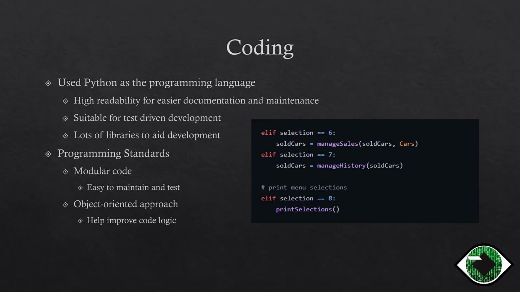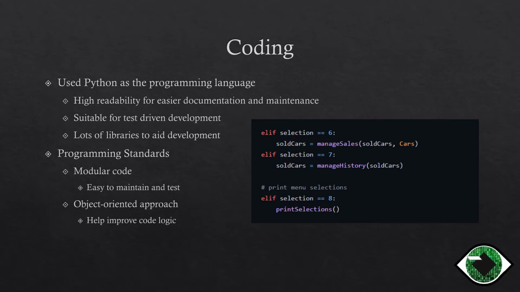Another thing is that it's suitable for test-driven development. So while you are developing your code, you are constantly testing, and it made it easier because Python is a compile time language, so it made it easier to make your changes and modify. And on top of that, automated testing is easier to implement as well. In addition, Python has lots of libraries to aid development, and we used one of those libraries in order to create a GUI.